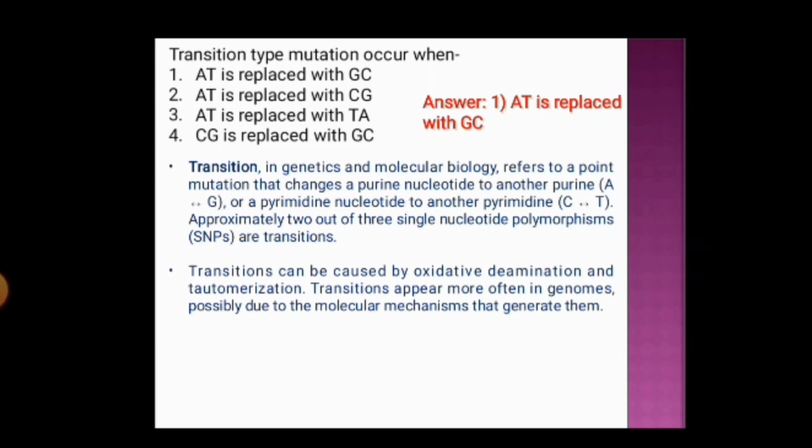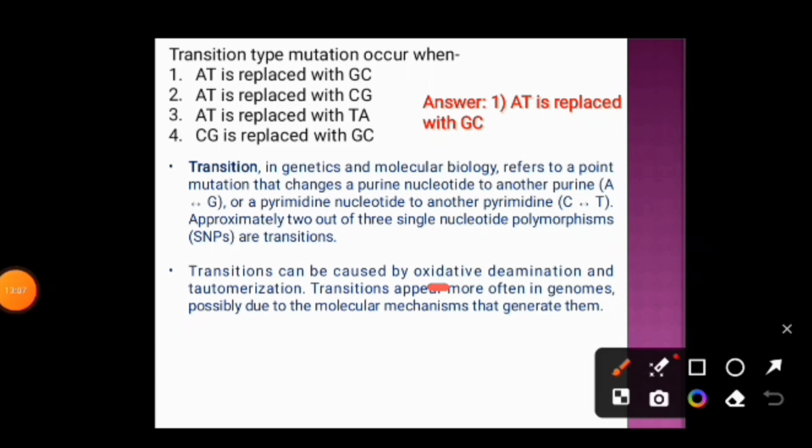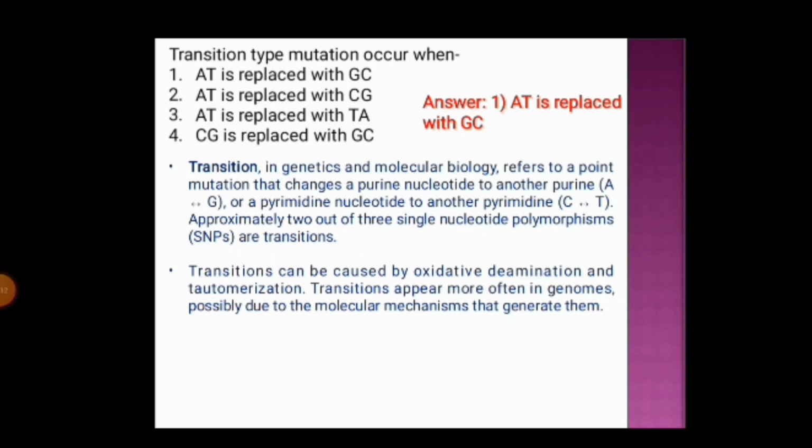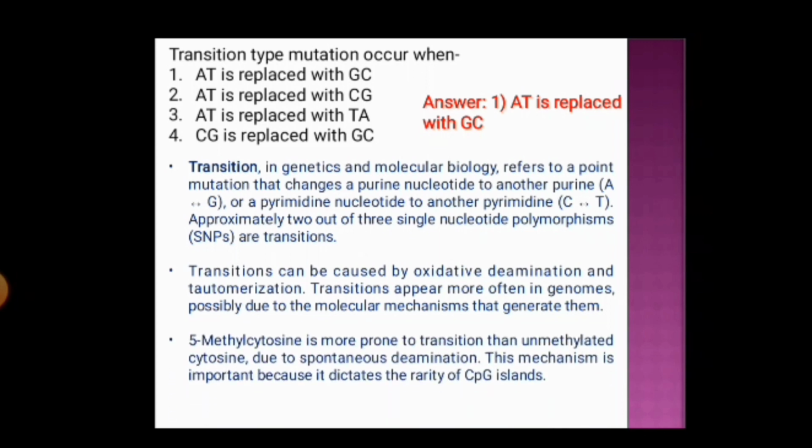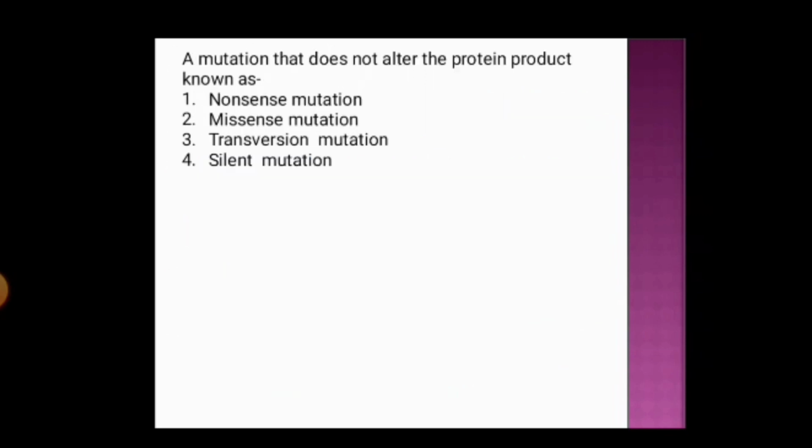Transition can be caused by oxidative deamination and tautomerization. Transitions appear more often in genomes, possibly due to the molecular mechanisms that generate them. 5-methyl cytosine is more prone to transition than unmethylated cytosine due to spontaneous deamination. This mechanism is important because it dictates the rarity of CpG islands.